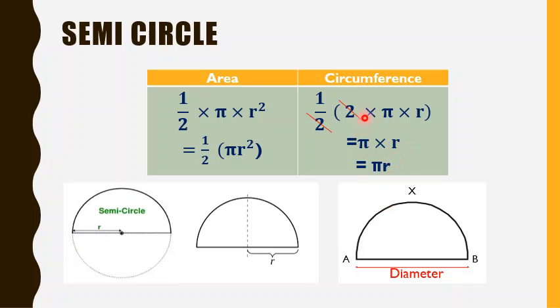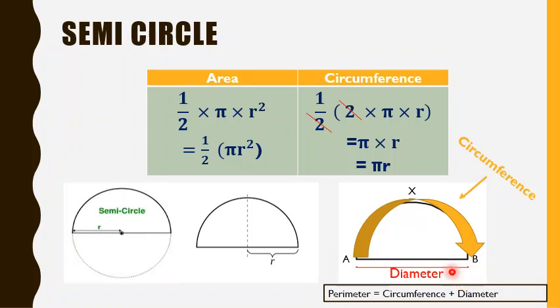But the circumference of a semicircle only covers the curved part. If you want to find the perimeter of a semicircle, you have to find the circumference of the curved part plus the diameter. So you can see here, this is the circumference of the semicircle. It does not cover the whole semicircle, as you can see here. It only covers the curved part. So we have to add the diameter to find the perimeter of the semicircle.